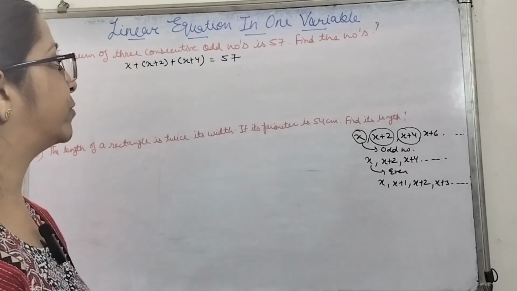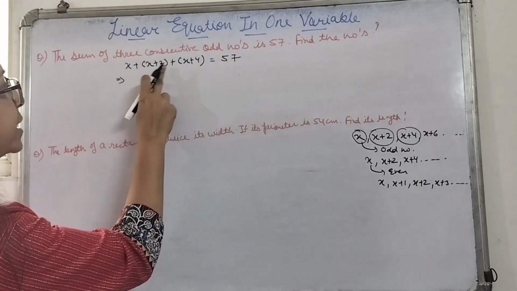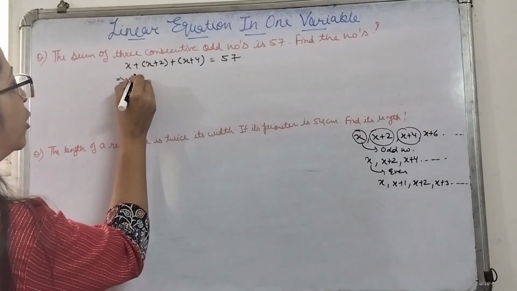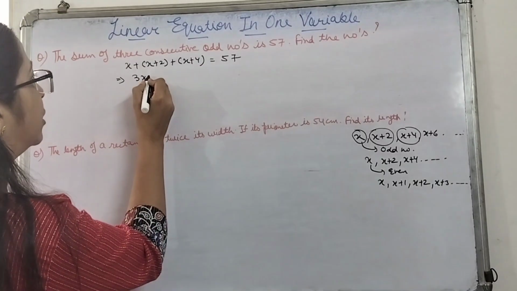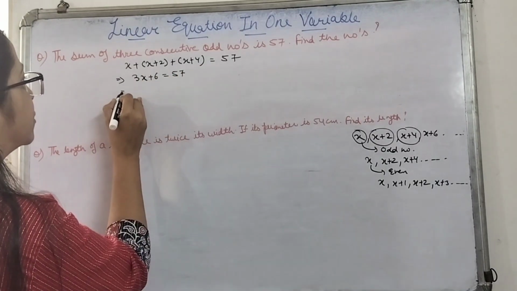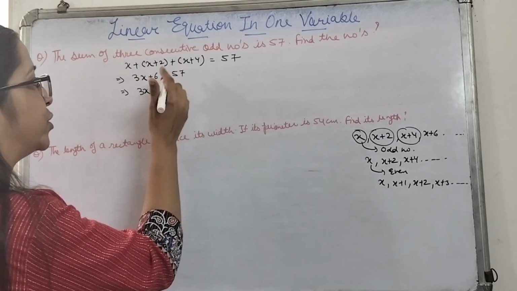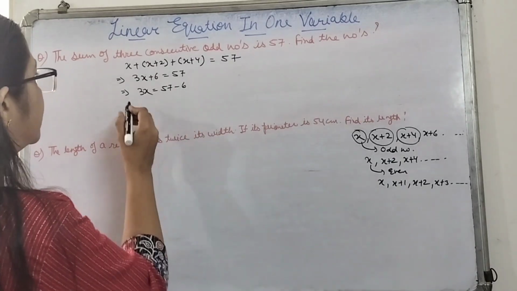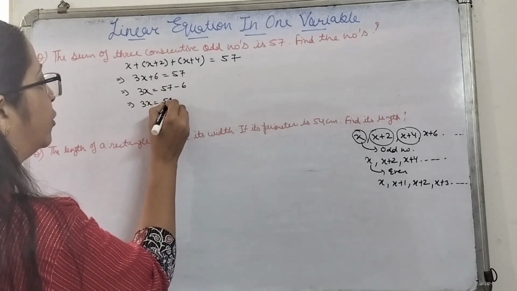Now we know how to solve this equation. So we will be solving it. x plus x plus x: x plus x will be 2x, 2x plus x will be 3x. 2 plus 4 will be 6. It is equivalent to 57. So 3x, when we take this plus 6 to the RHS, this will become negative 6. So the value of 3x will be 57 minus 6, which is 51.